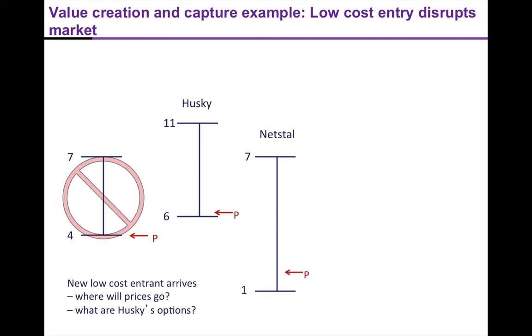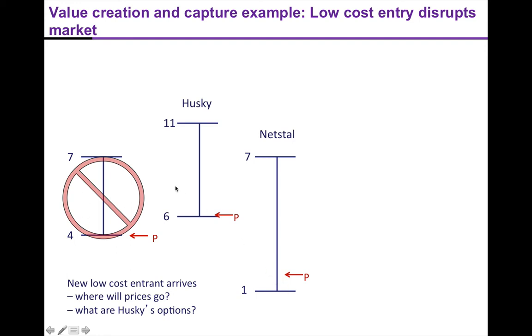So the first thing that happens to the market is this guy's out. This guy's out because having only a gap of 3, between 7 and 4, is not enough benefit to the consumer to allow them to compete effectively in the market. Husky now looks at Netstal's prices, and they compete down until Husky can't drop prices anymore at 6. Okay, that's the gap. Husky has a gap of 5 between 11 and 6. They compete prices all the way down to 6. And now Netstal has a gap of 6 between 7 and 1. They compete prices all the way down to 2, and they capture the difference.